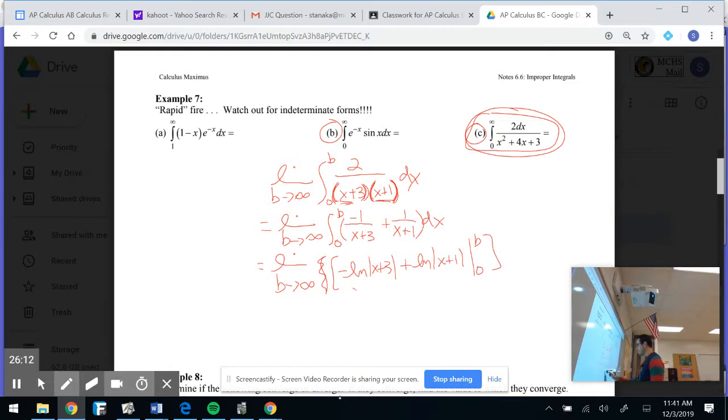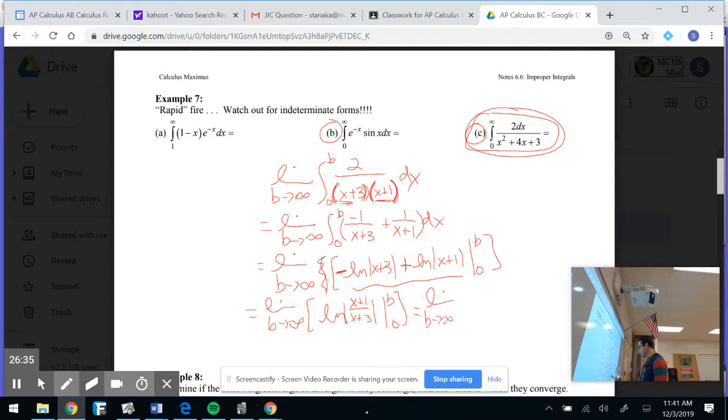Now I should simplify that, because if I don't simplify that, I could make this problem super duper tough, okay? So if I notice that's a negative and that's a plus, that means I could simplify it to the natural log of x plus 1 over x plus 3, right? Using my logs from 0 to b, this is going to be much easier to simplify now, and we're going to take the limit as b goes to infinity.